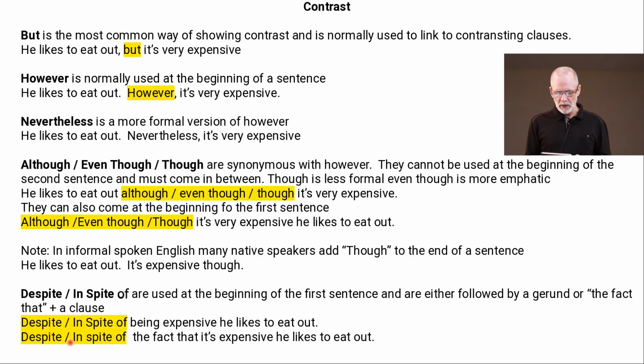So to finish the class, I also have "despite" and "in spite of". These are used at the beginning of the first sentence and are either followed by a gerund or "the fact that" plus a clause. For example, despite being expensive, he likes to eat out. Or, in spite of being expensive, he likes to eat out. And if we want to use a clause, we need to say, despite the fact that it's expensive, he likes to eat out. In spite of the fact that it's expensive, he likes to eat out.